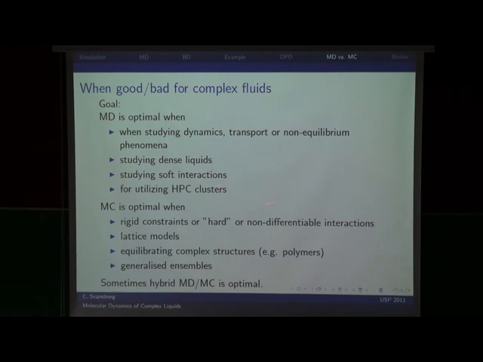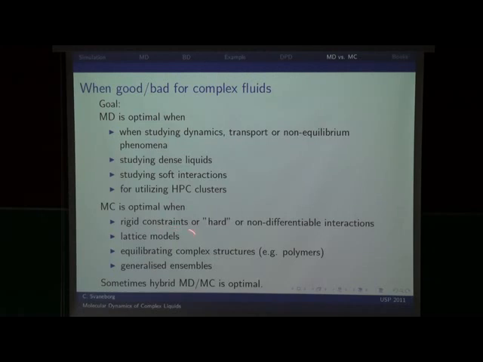And finally, there's a technical requirement. When we do molecular dynamics simulations, we can utilize clusters. It's difficult with Monte Carlo simulations to use clusters. And this is technical, and I don't want to explain why. On the other hand, Monte Carlo simulations are ideal if you want to have rigid constraints or hard non-differentiable interactions. Hard non-differentiable interactions are very difficult to treat within a regular dynamics context. One can treat rigid constraints.